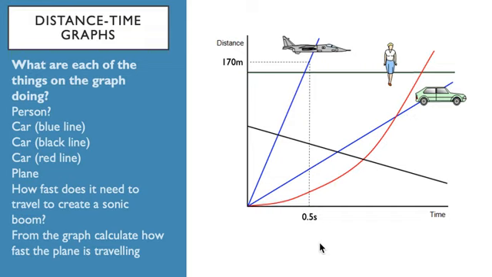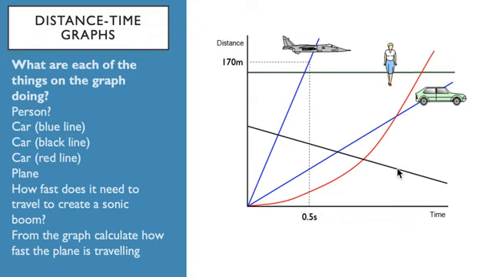Okay, so a little challenge for you then. So have a look at these things here. What are each of the things on the graph doing? So we've got this person here, not actually sitting on this line, but this is just showing you that this is the person's line. So this line here is for the person.